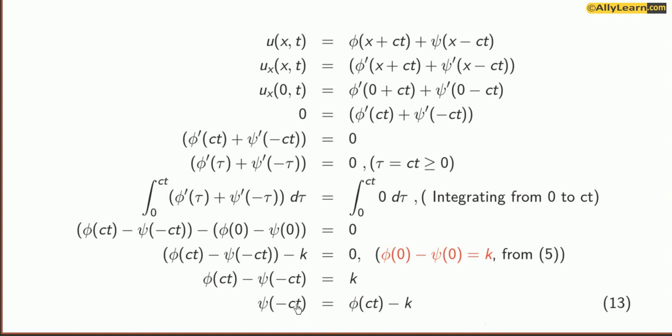So friends, we have got the value of psi on negative numbers. As c is positive and t is non-negative, c into t will be non-negative, and so minus c into t will be non-positive. So we have obtained the value of psi on non-positive real numbers. Now let's carry on this expression on the next page.